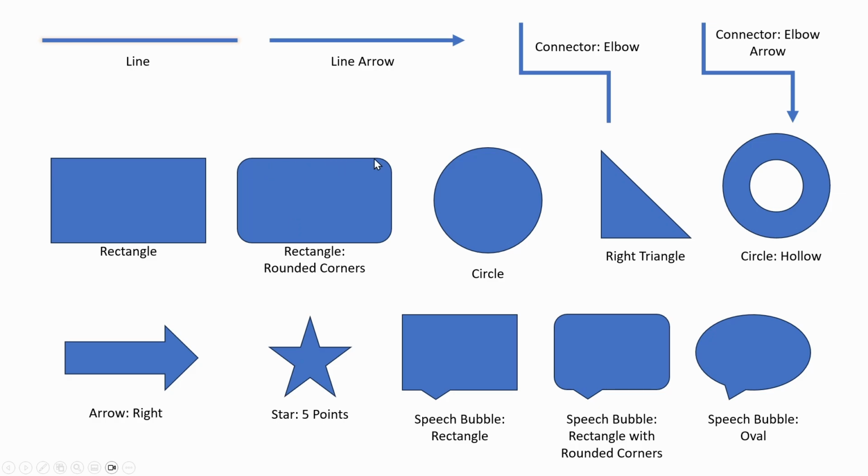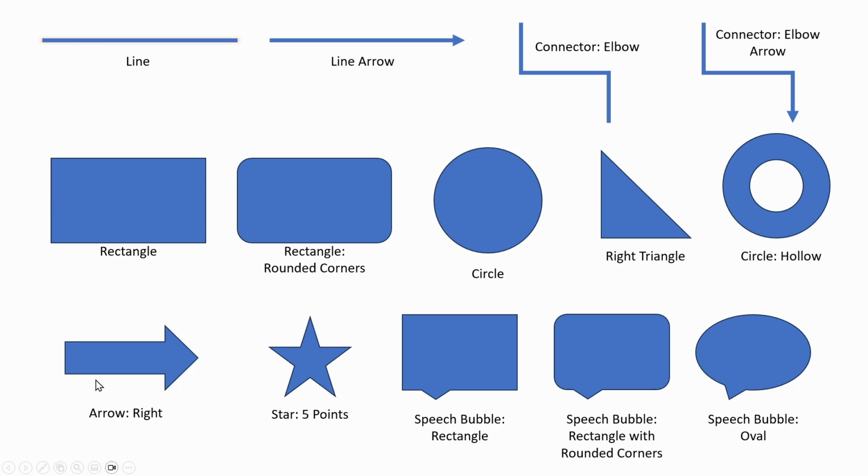like rectangle with just one rounded corner, two rounded corners. There could be a rectangle with a snipped edge. If you know these two, it's easier to remember rest of them. Then we have a circle, which is called oval in PowerPoint. Then there are two triangles in PowerPoint, but in my opinion, the right angle triangle is the most useful. Then we have a donut, which is called circle hollow in PowerPoint.